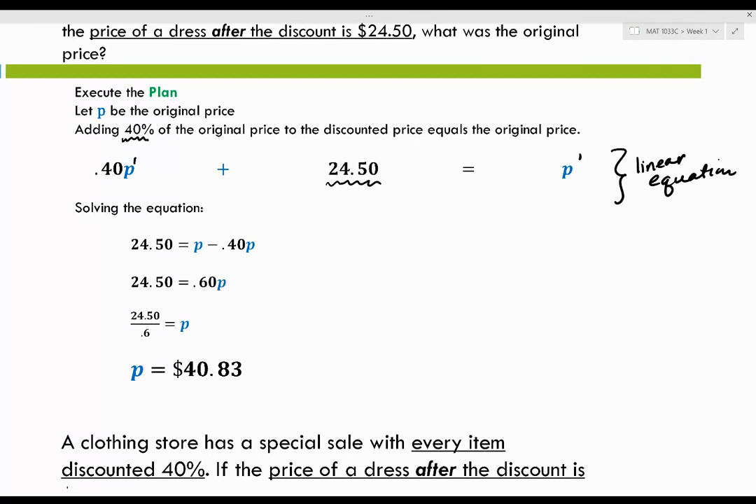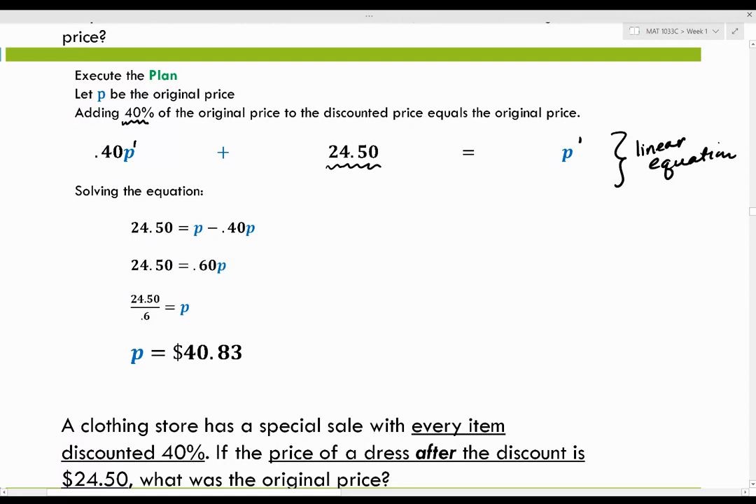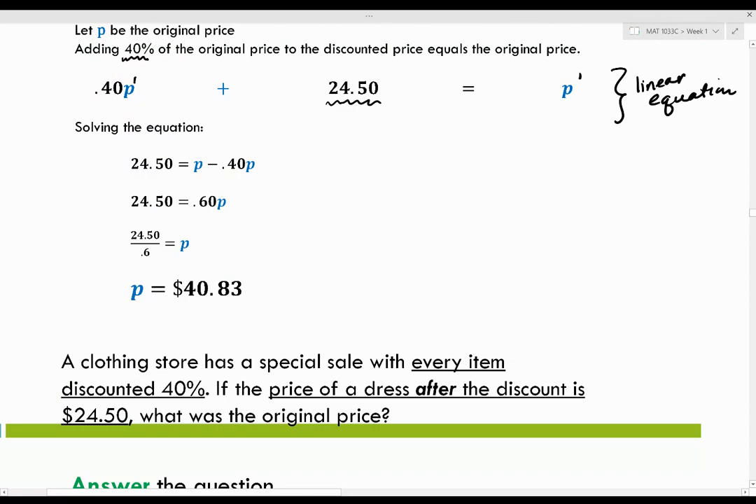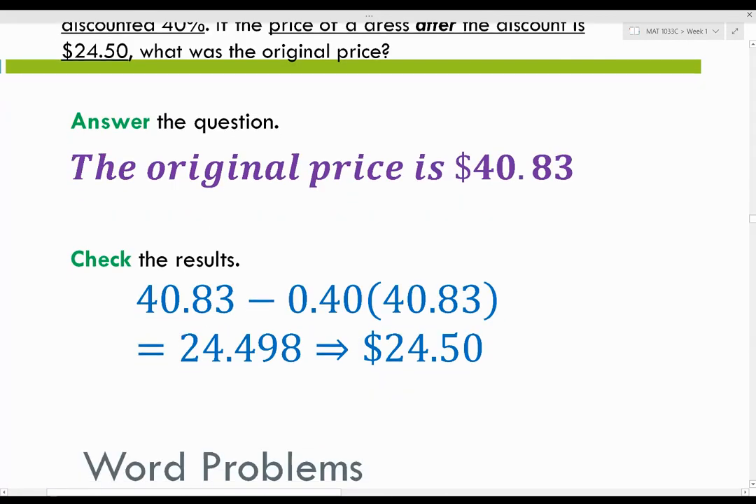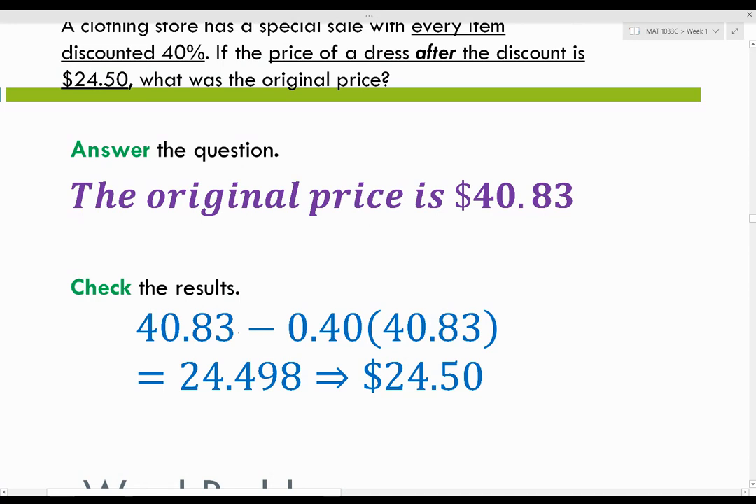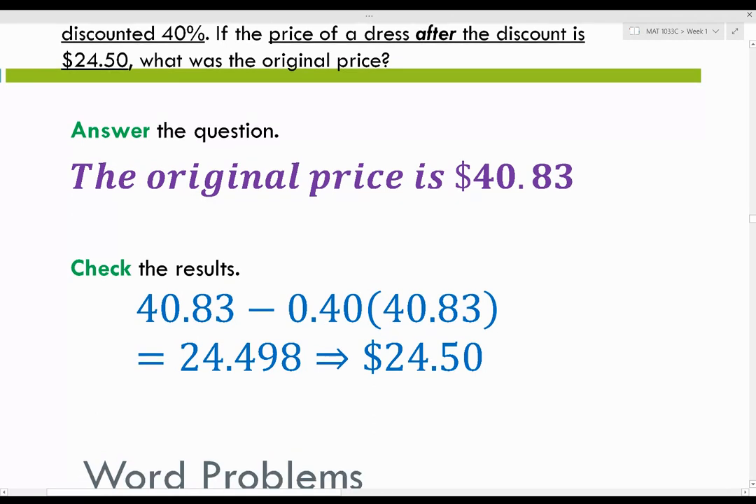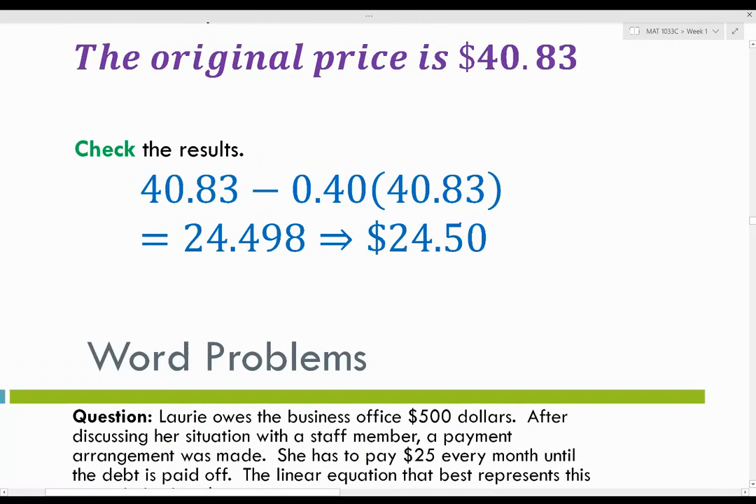Now remember, the last step of our word problem strategy is to always check to make sure that your answers make sense. So if we were to take 40% off of our price, which we said now is $40.83, we should get the sales price back of $24.50 that we originally had. So if we take 40.83 minus a 40% discount of that price, we get 24.498, which rounds to $24.50. So this lets us know that the answer we got is correct, and it makes sense in the context of our problem. Okay, awesome.